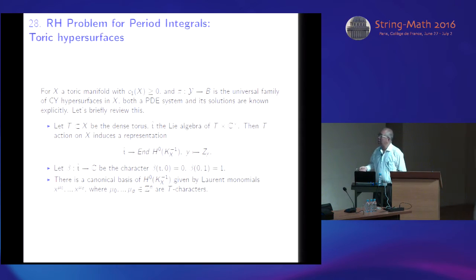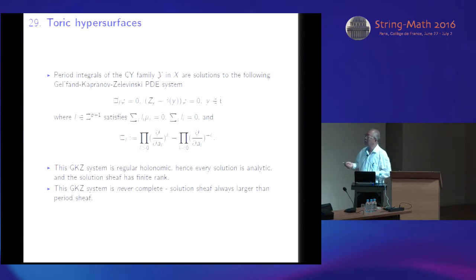Yeah. So there's a character, beta, defined that satisfies these two equations: beta(C0) equals 0, beta(C1) equal to 1. And also, there's a canonical basis of the sections of the anti-canonical bundle given by Laurent monomials. Mu naught through mu p are T characters. So these are settings that are familiar to people who know toric manifolds.